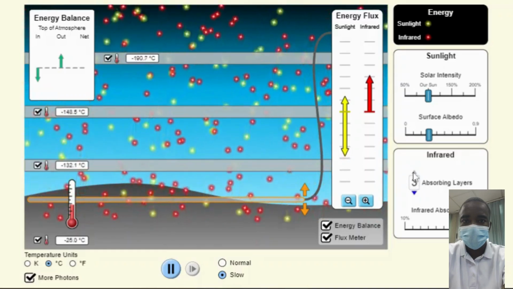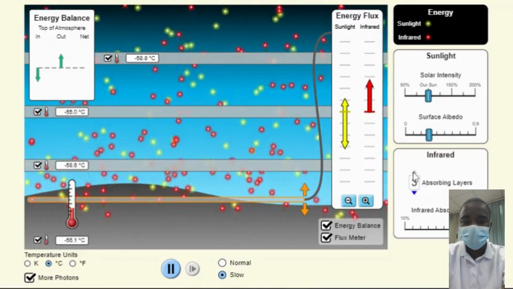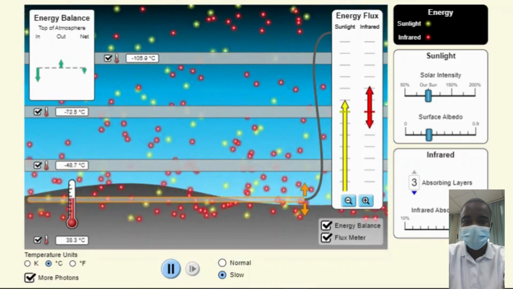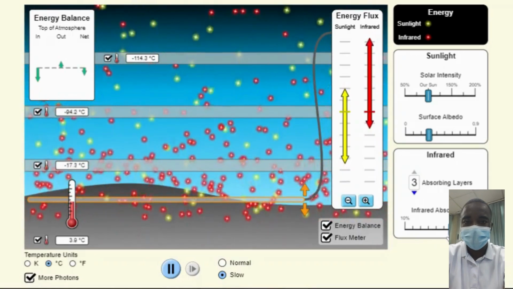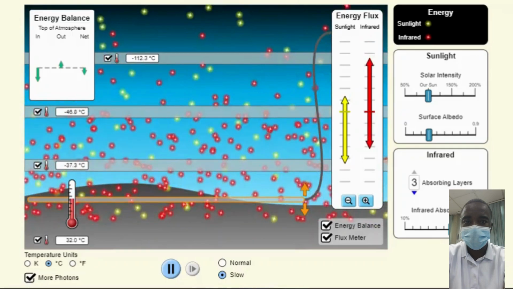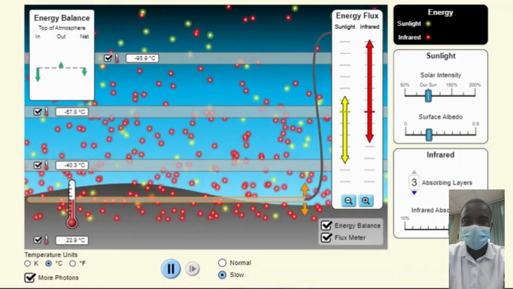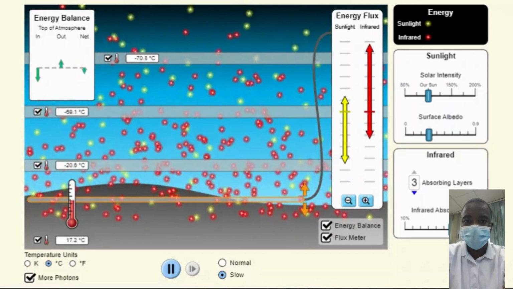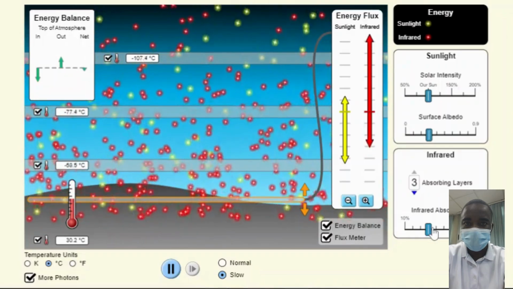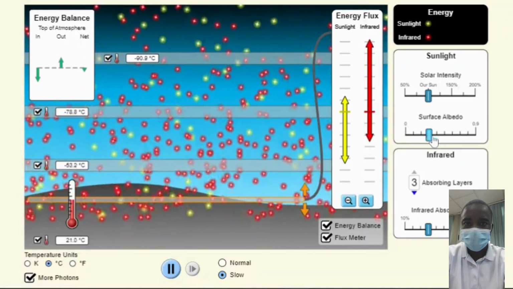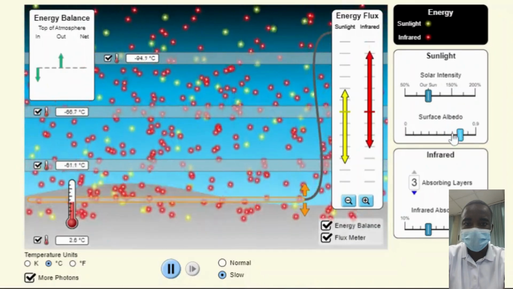Infrared absorbance refers to the ability of greenhouse gases to absorb infrared radiation. By adjusting the infrared absorbance, students can observe how changes in the concentration of greenhouse gases affect the energy balance and the temperature of the atmosphere. Higher infrared absorbance results in more infrared radiation being trapped, leading to an increase in temperature.